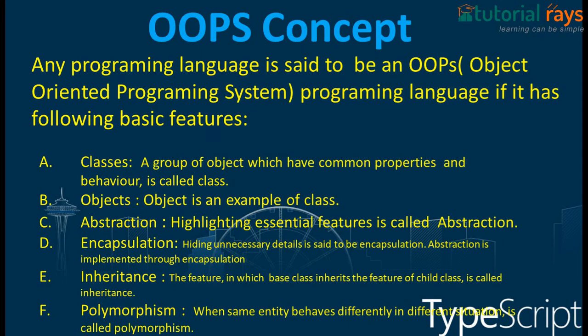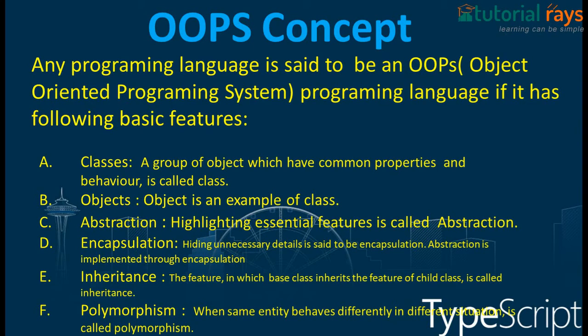Now, the other one is abstraction. Highlighting essential features is called abstraction. We will also discuss this in a later part of this video. Encapsulation: hiding unnecessary detail is said to be encapsulation. Abstraction is implemented through this encapsulation. We will also discuss encapsulation in detail in a later part of this video.